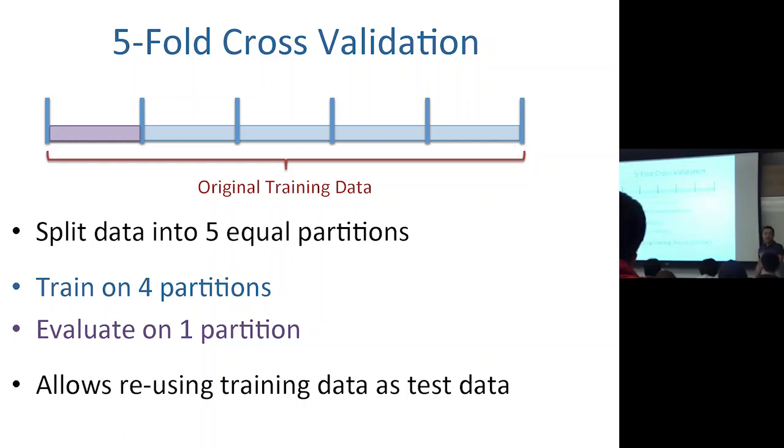If we increase the number of partitions, should we expect the validation to be better? In the limit, you can always do leave-one-out. If you have 1,000 training examples, you train on 999, you test on 1, and just rotate. That's okay. The main reason why people don't do that is because of computational costs.